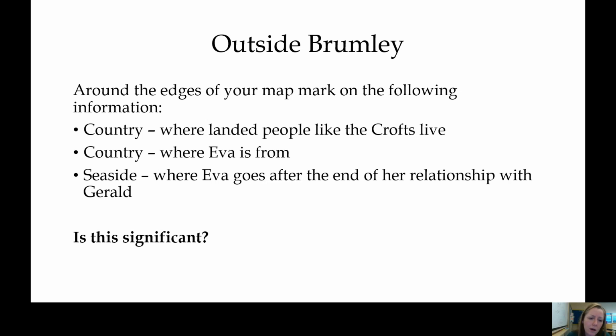The other place that you should mark into the margin around your map is the seaside, which the inspector tells us Eva or Daisy goes to after the end of her relationship with Gerald. And tellingly, the inspector tells us that she goes there to think about their relationship and to come to terms with what happened. And she goes there, he says, to make the relationship last a little bit longer in her head and perhaps to make sense of it.